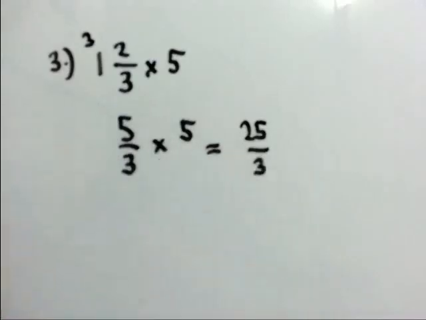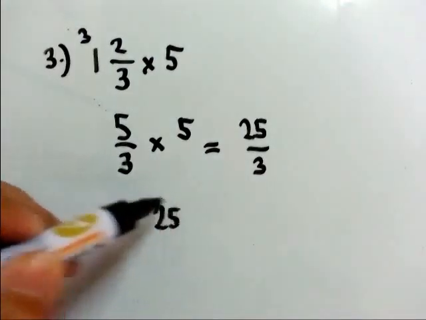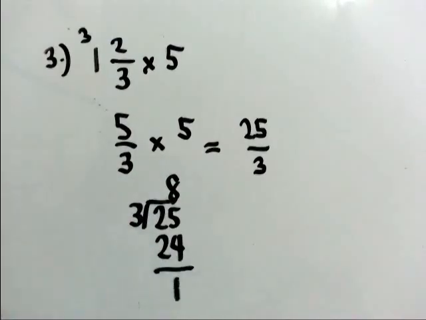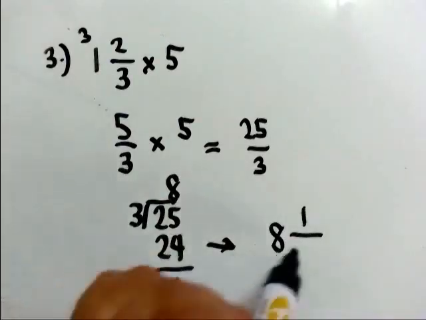This is an improper fraction, so we convert to mixed number. 25 divided by 3 equals 8, remainder 1. So our final answer is 8 and 1/3.